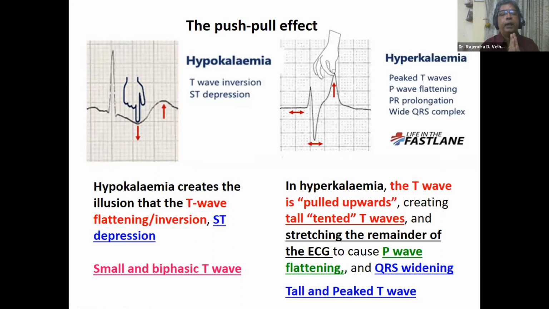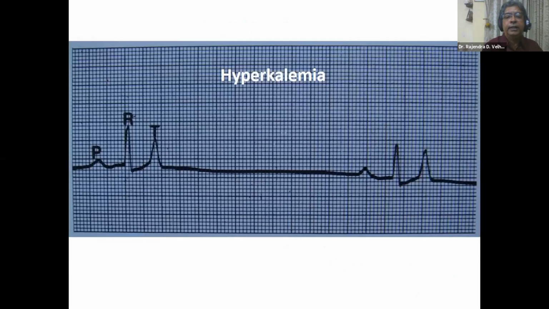So in hypokalemia, you find a small and biphasic T wave, whereas in case of the hyperkalemia, you get the tenting of the T waves and absence of P waves. This is a hyperkalemia, again mild hyperkalemia, where you can see the tall and peaked T waves.